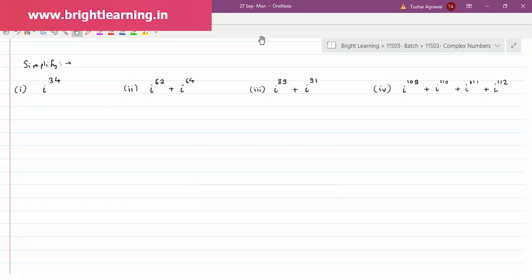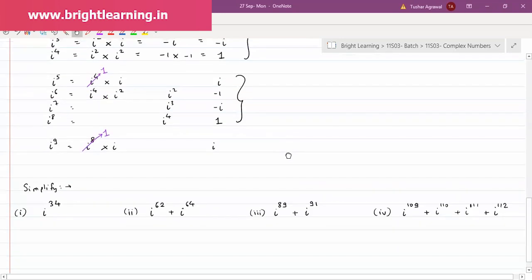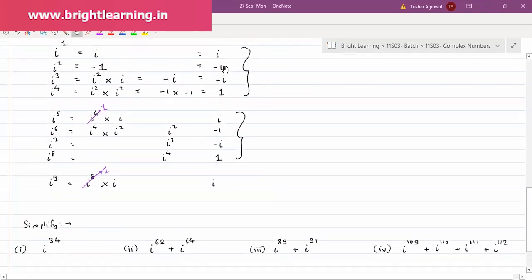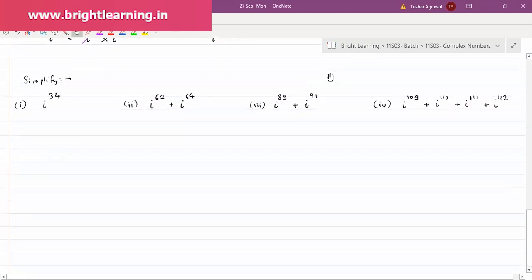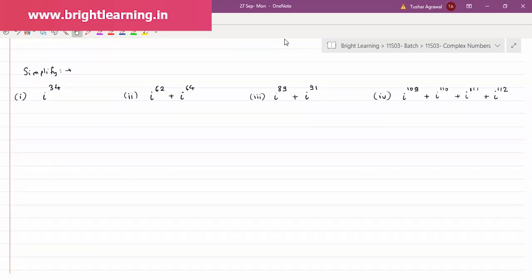Shall I give the answers? Have you solved it? All the answers will be of this form only: either i, negative 1, negative i, or 1, or maybe some simple integer, something like that. First answer is -1. Yes, first answer is -1.